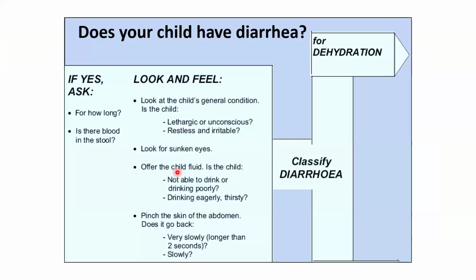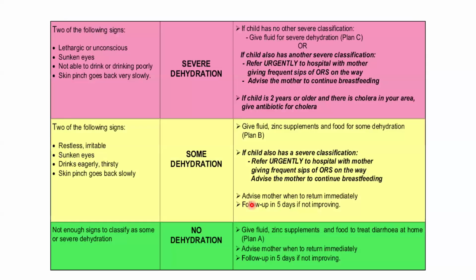Whenever a child comes to you with diarrhea, ask how long? Is there any blood? And look for danger signs: lethargic, unconscious, irritable, restless, sunken eyes, whether able to feed or drinks eagerly, and look at the skin pinch. If you pinch the skin, if it goes back very slowly, more than 2 seconds, or slowly, then you classify diarrhea. So any child lethargic, sunken eyes, not able to drink properly, skin pinch goes back very slowly, is severe dehydration, refer immediately.